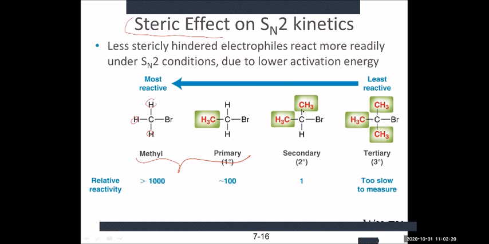When there are two methyl groups on this alpha carbon, this gives you a secondary, and the secondary reaction is much slower. Basically these two reactions are at least 100 times faster than the secondary reaction. And the tertiary, when there are three beta carbons attached to the alpha carbon, the reaction is even slower. As a matter of fact, it is so slow it's not measurable. The reaction is negligible, basically no reaction for the tertiary alkyl halides.